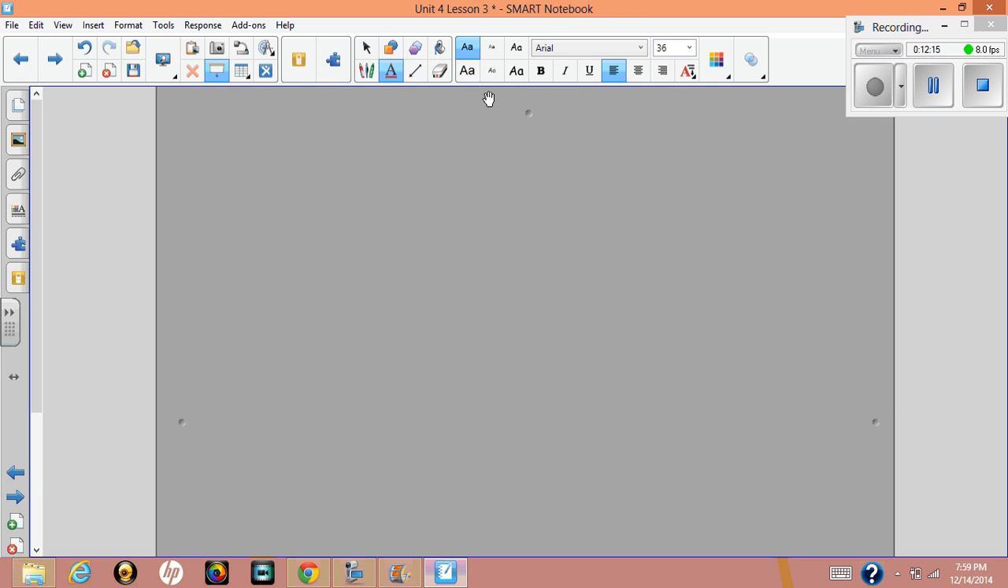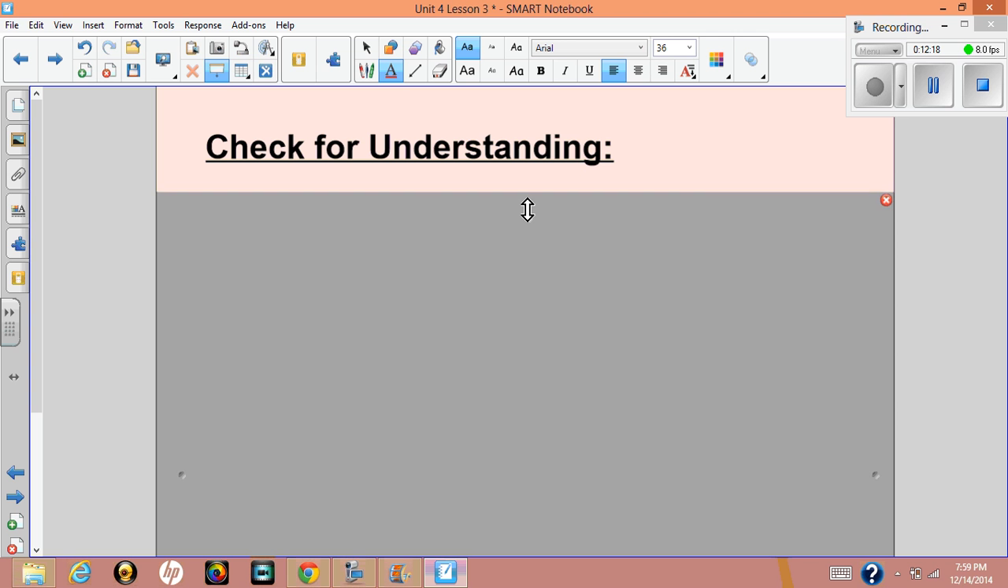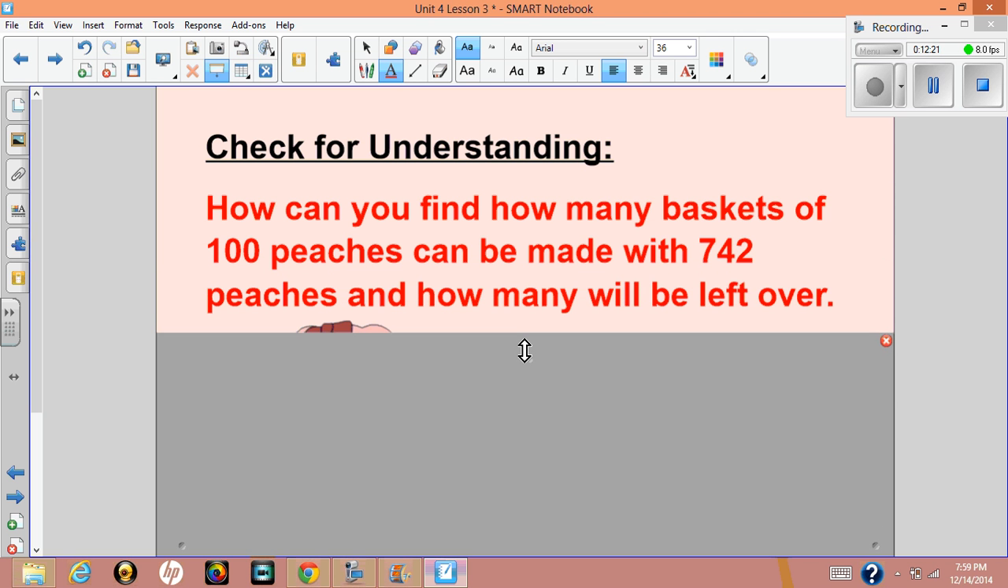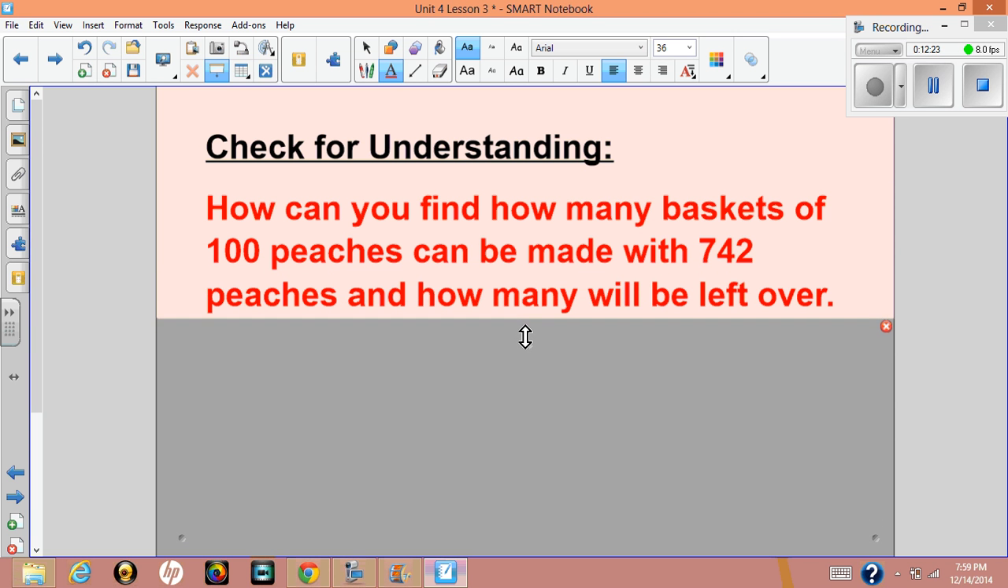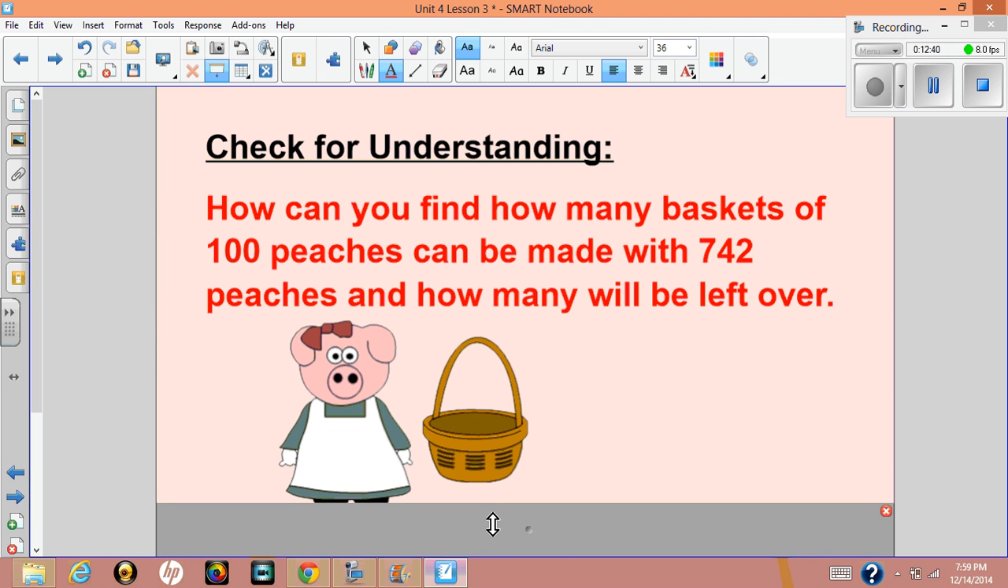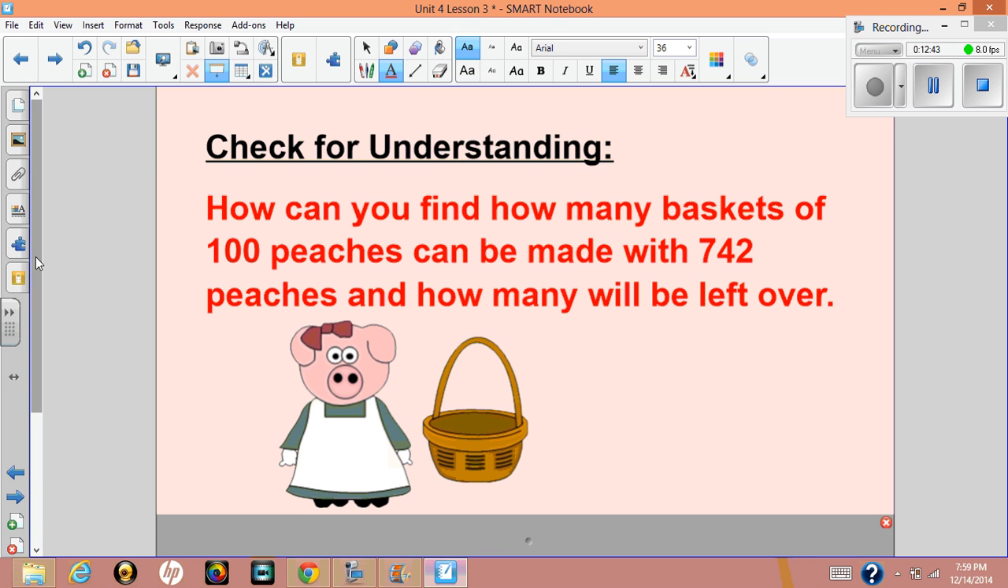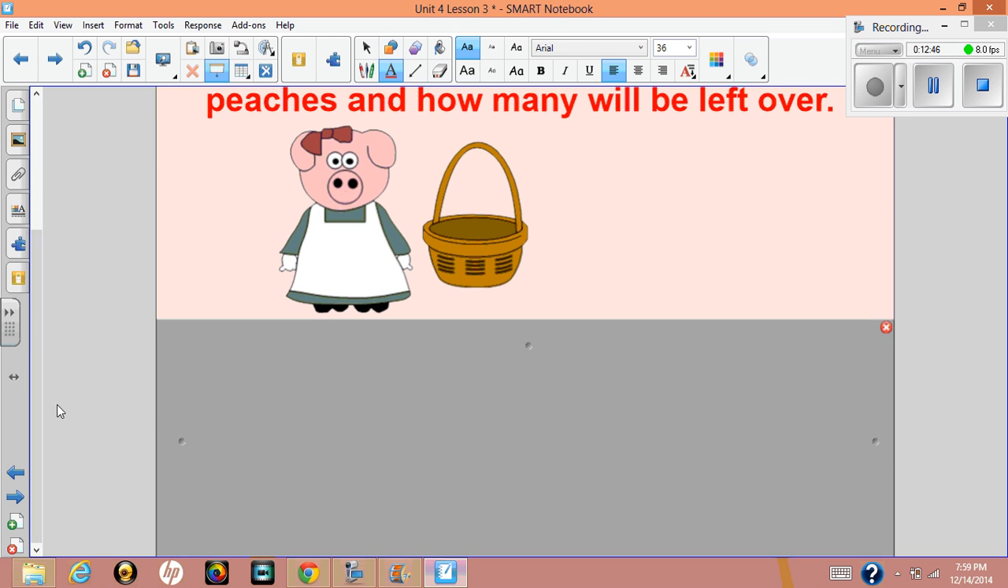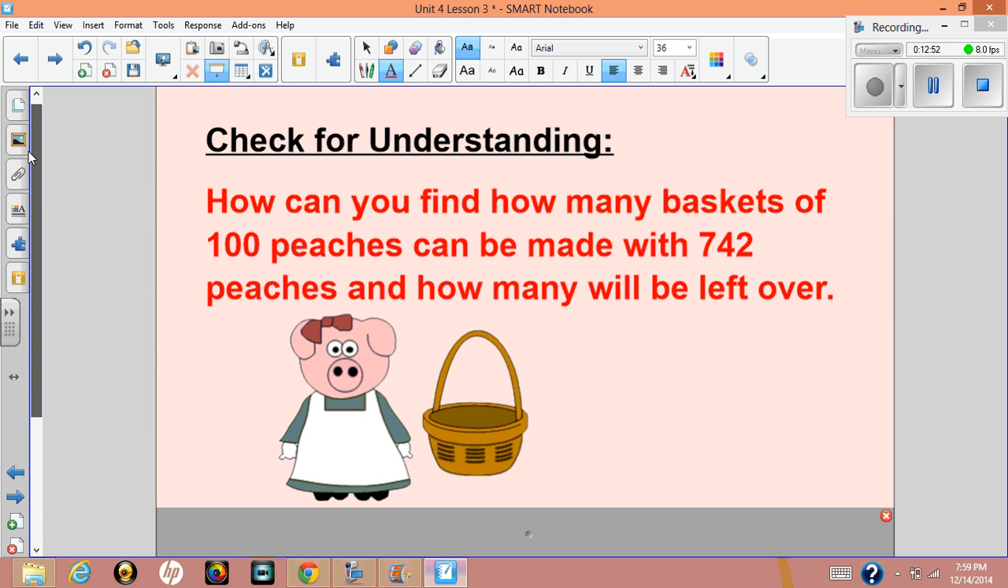To review what we've already discussed, let's ask the question and see if we can solve this problem. How can you find how many baskets of 100 peaches can be made with 742 peaches, and how many will be left over? I should probably have a question mark. Let's look at Miss Peggy, who has been helping us all along. How could we solve this with a place value drawing or with an expanded form drawing?